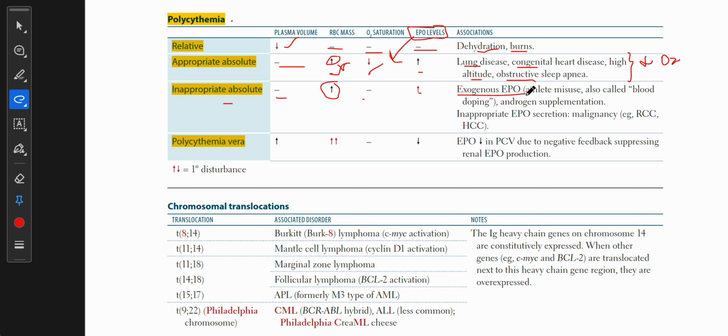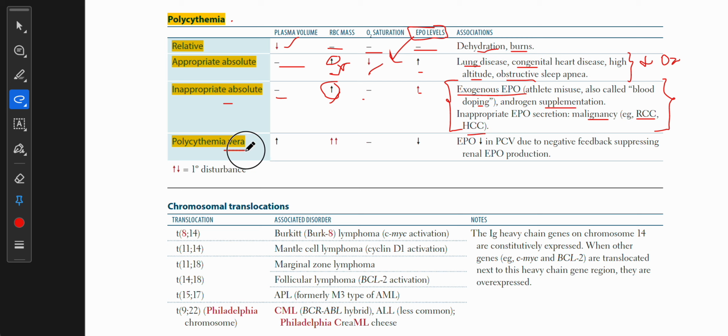If there is exogenous EPO, like athlete misuse, also called blood doping, and also androgen supplementation, that can cause exogenous EPO. Those exogenous EPO will lead to an increase in erythropoiesis, leading to an increase in RBC mass. And inappropriate EPO secretion is in malignancy, that is renal cell carcinoma and also HCC, hepatocellular carcinoma. In these cases, EPO levels can rise, and that will lead to an increase in the RBC mass.